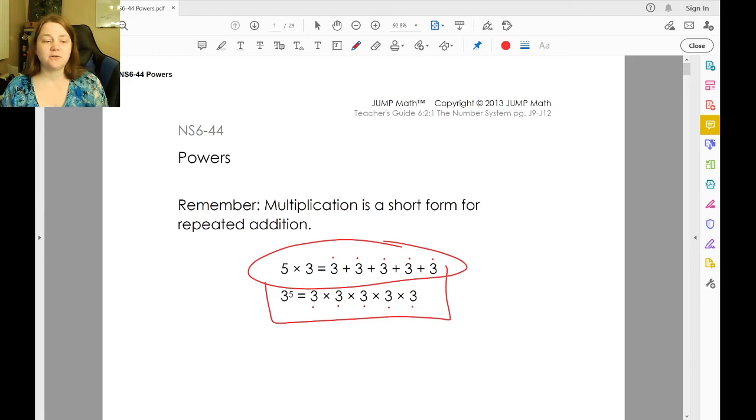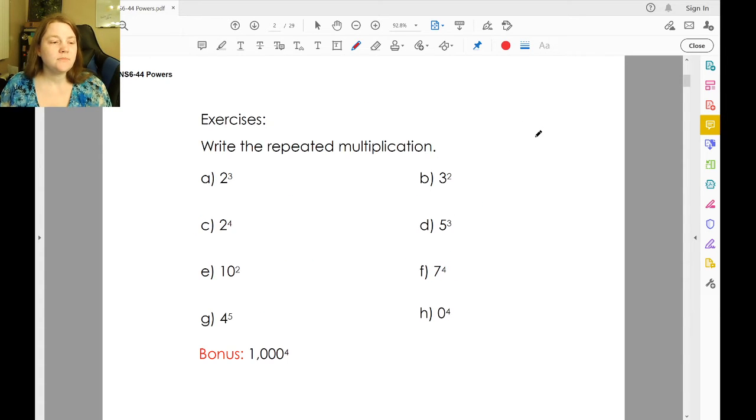We could also figure out what the answer to this is by multiplying 3 times 3 times 3 times 3 times 3. So I'd like you to take a minute and write the repeated multiplication. For example, you might see 2 to the 3rd power. That means you're going to see the number 2 3 times. So that would be 2 times 2 times 2. Pause the video, try these on your own, and when you come back, we'll talk about it.